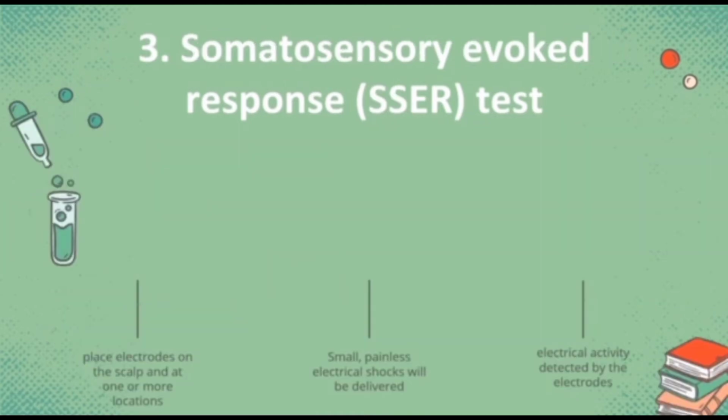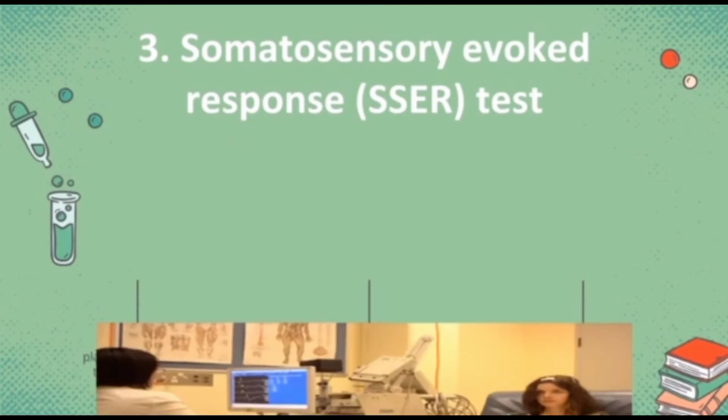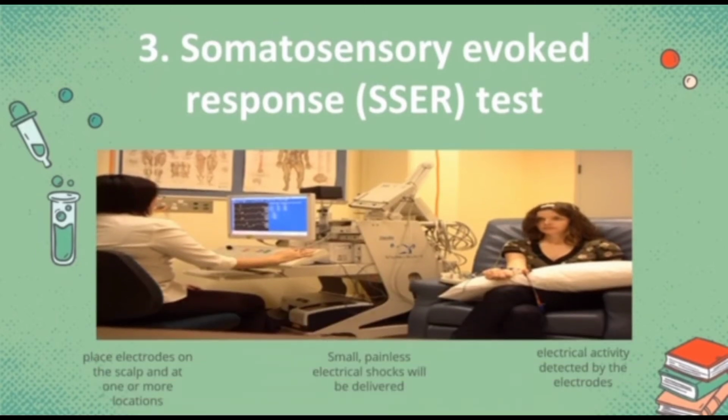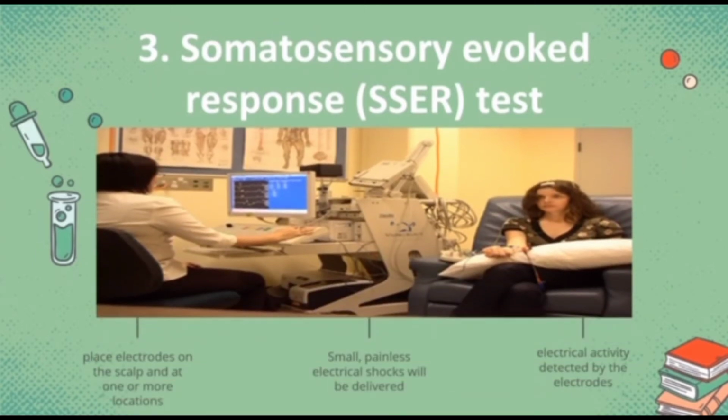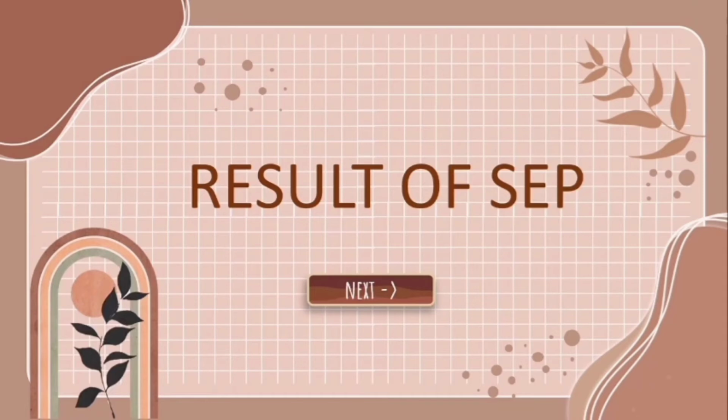Procedure of the somatosensory evoked response (SSER) test. First, a healthcare professional will place electrodes on the scalp and at one or more locations on your body, such as the wrist, back of the knee, or the lower back. Second, a small, painless electrical shock will be delivered through the electrodes placed on the body. And third, for each of the tests, the electrical activity detected by the electrodes on the scalp will be fed into a recorder. Right, next, I will present about the result of SEP.